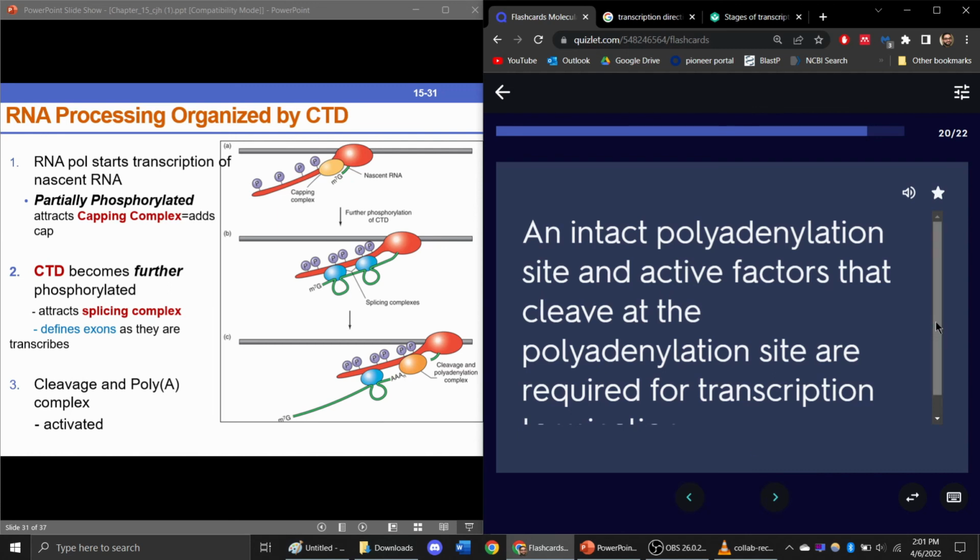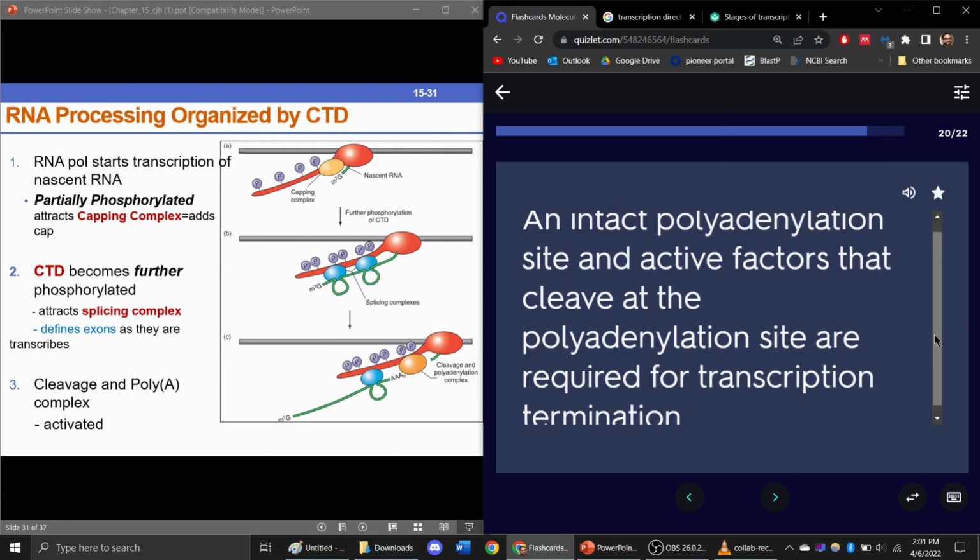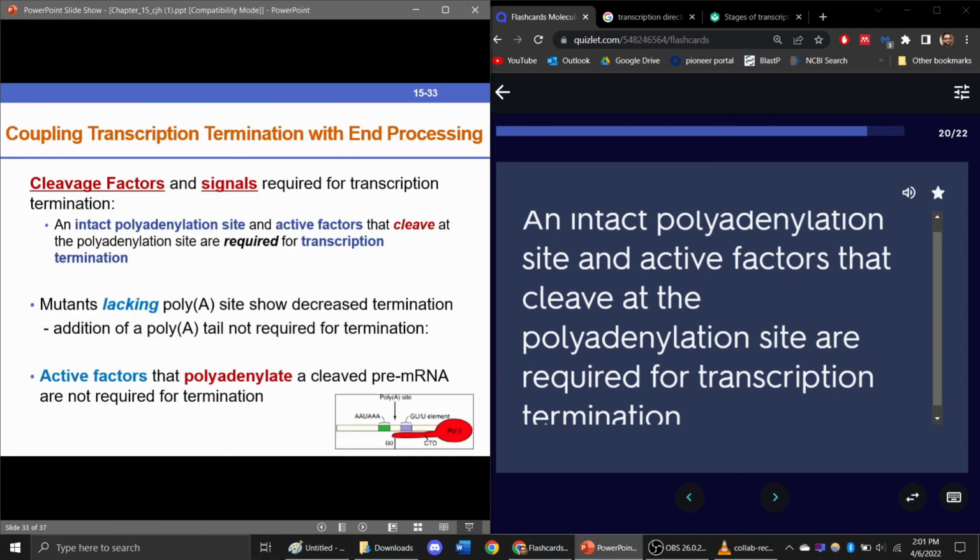There's not a whole slide on it in the PowerPoint, but this was a detail that Dr. Doud harped on in the lecture, so I made a dedicated slide to it. I think there is some of it in the slide. Transcription termination is closely linked with polyadenylation. The two processes are intertwined. In order for transcription termination to happen, you absolutely need the cleavage factors that we talked about already.